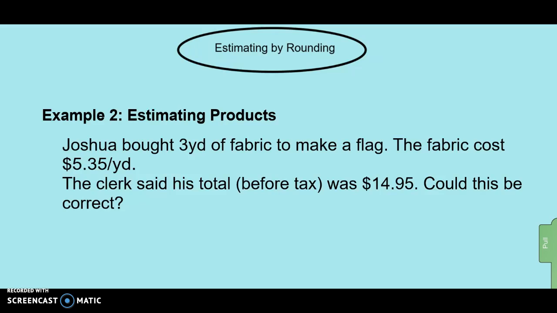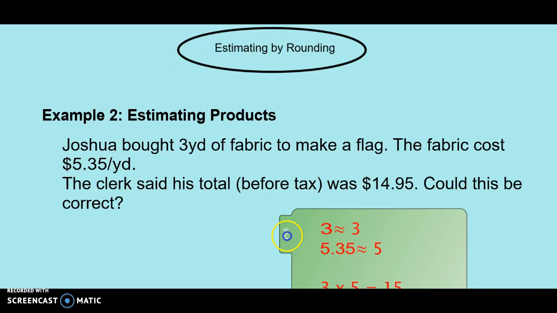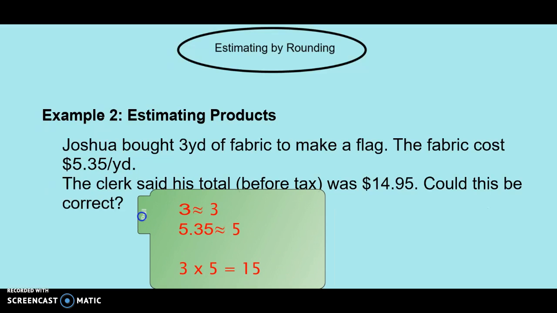If we rounded the 3 to 3, we could just keep that the same. And the $5.35, we could round that down to 5. 3 times 5 is 15. Now we rounded the $5.35 down, so we know our actual answer is going to be a little bit more than 15. So clearly $14.95 couldn't be the final answer. So we would have to say no.